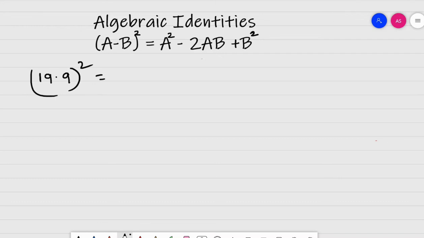Children, now let us see one more question. 19.9 whole square. How can you find the value of 19.9 whole square using the identity a minus b whole square is equal to a square minus 2ab plus b square? Here you have to think how you will write this particular number as a subtraction of two numbers. This can be written as (20 minus 0.1) whole square. Okay, see, 20.0 minus 0.1.